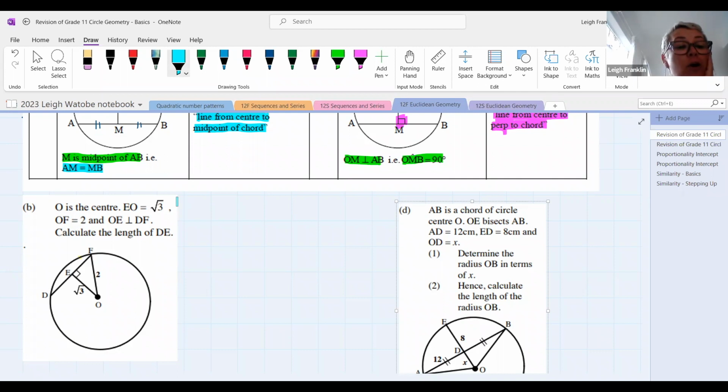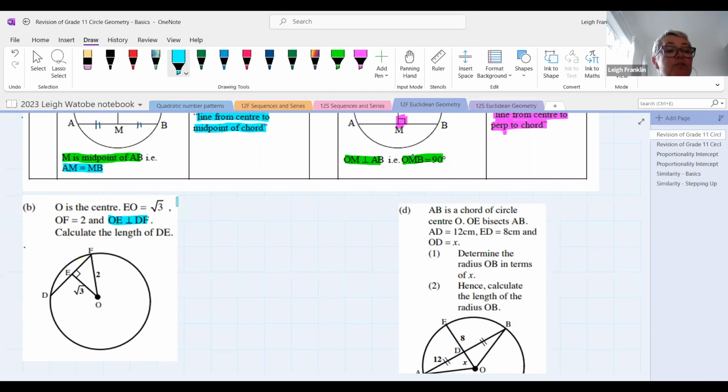They tell us that O is the center of the circle. They tell us that EO is √3. They tell us OF is equal to 2. And they tell us that OE is perpendicular to DF. So it comes with the 90 degrees. You have been told that angle OEF is 90.